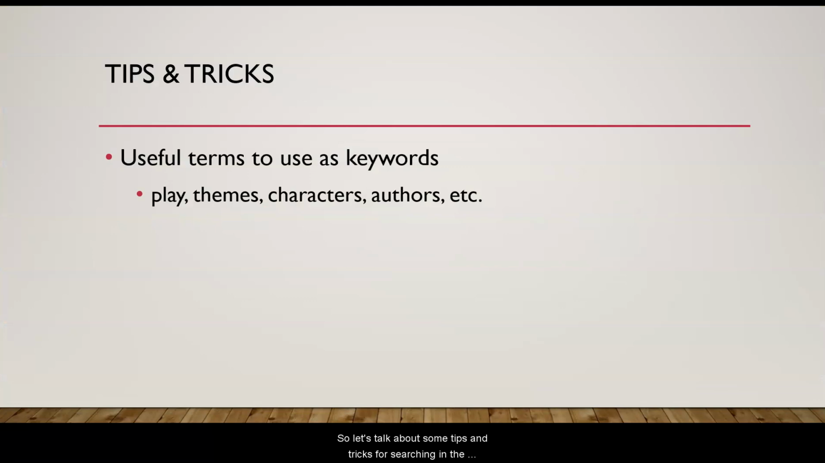So let's talk about some tips and tricks for searching in the databases. Finding the right keywords is an important part of using the database. Think about using the titles of the play, themes in the play, characters, authors, etc. Looking back at Ophelia, some of the themes that I saw were madness or gender. And so I could use madness or insanity as one of the keywords if that's what I wanted to focus on when writing my paper about Ophelia.